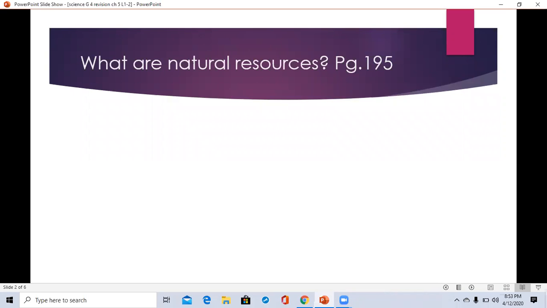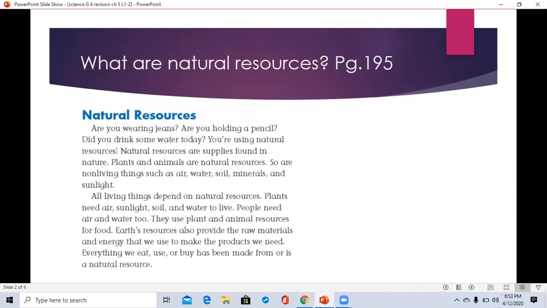So what are natural resources? Everything that you see around you has been made from a natural resource. Natural resources are supplies found in nature. Plants and animals are natural resources. They are living natural resources. So are non-living things such as air, water, soil, minerals, and sunlight.